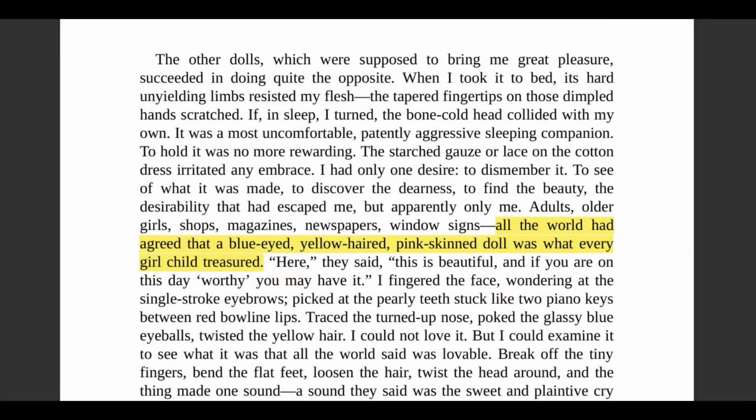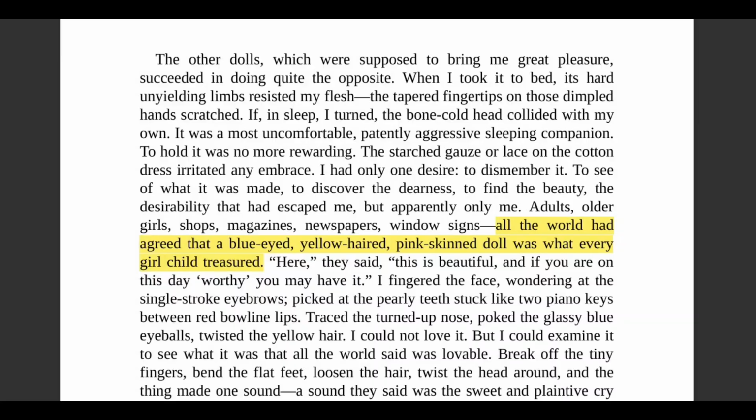The second issue is white beauty standards, and this is something Morrison shows over and over again throughout the novel. Society keeps sending the message that white features are the ideal. One really clear example is when Claudia talks about dolls. Morrison writes, "All the world had agreed that a blue-eyed, yellow-haired, pink-skinned doll was what every girl child treasured."